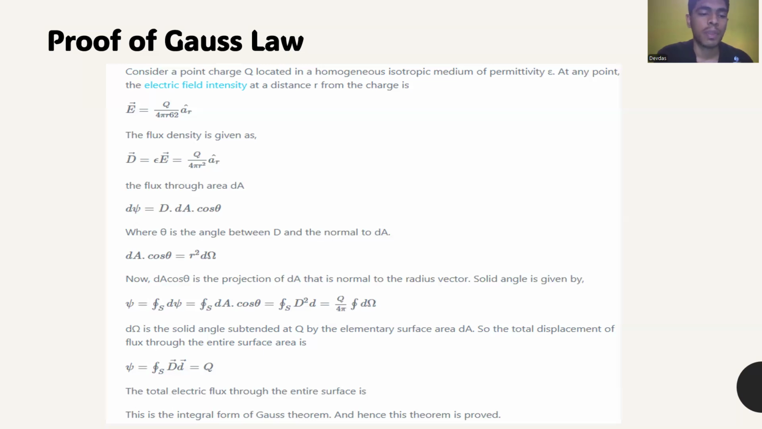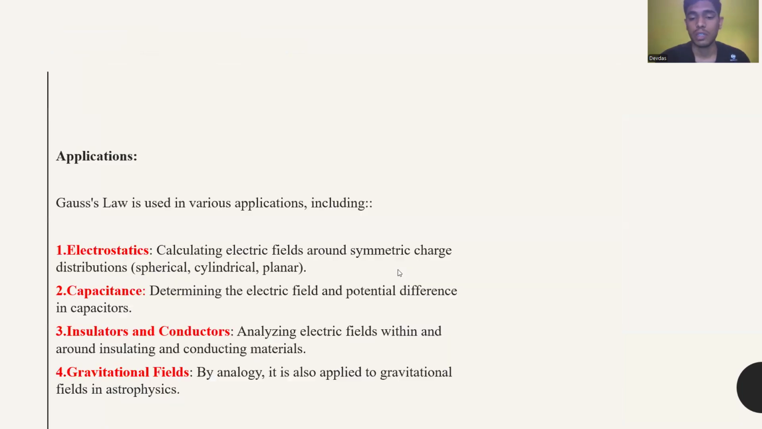Now, dA cos theta is the projection of dA that is normal to the radius vector. The closed integral of D dot dA is equal to Q by 4 pi times the closed integral of d omega, where d omega is the solid angle subtended at Q by the elementary surface area dA. So the total displacement flux through the entire surface is phi, which is equal to the closed integral of D dot dA, which is equal to Q. This is the integral form of Gauss theorem, and hence this theorem is proved.